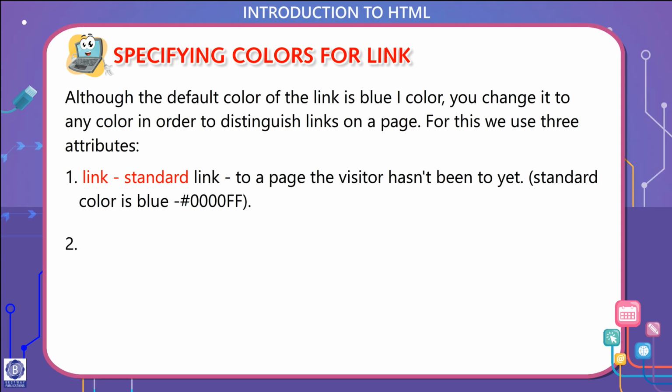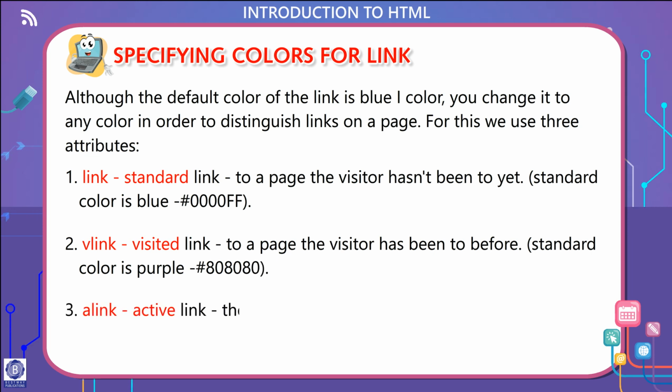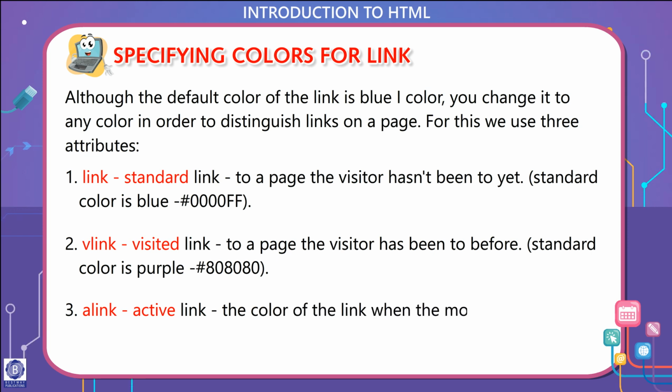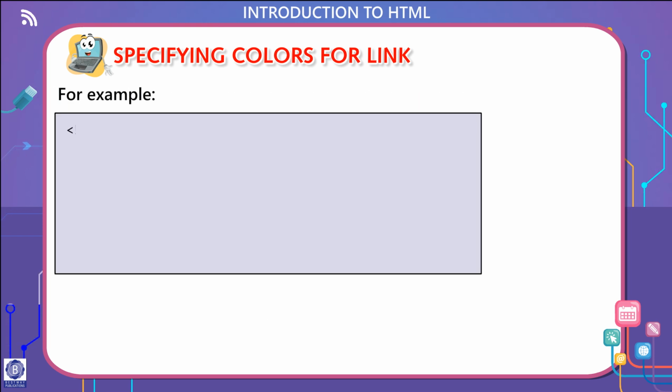#0000FF. Second one is vlink, a visited link to a page the visitor has been to before. Standard color is purple, #808080. Third one is alink, an active link. The color of the link when the mouse is on it. Standard color is red, #FF0000.